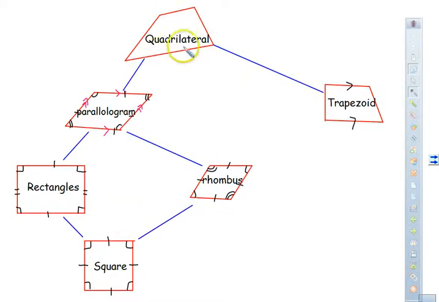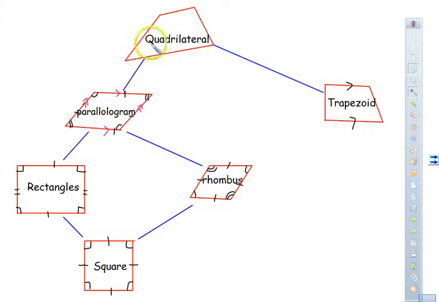Now, when we look at a quadrilateral, it is simply a 4-sided figure. So all of these shapes, since they have 4 sides, they are considered a quadrilateral. If we leave from here and go straight over to a trapezoid, you can call it a quadrilateral. But what makes a trapezoid unique is that it has only one pair of opposite sides that are parallel. They are not necessarily congruent, and if the other 2 sides are parallel, then it would not be a trapezoid. Only one pair to be considered a trapezoid.